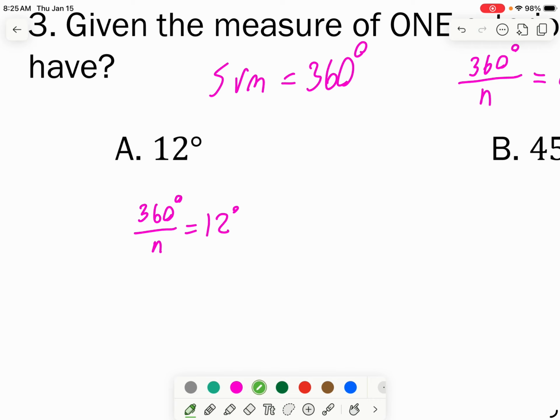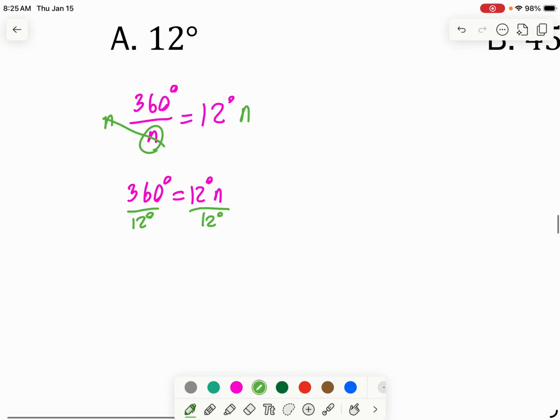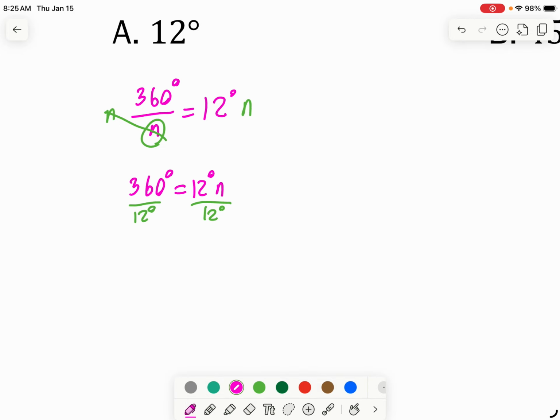In this case, I need to get n out of the denominator, so I'm going to multiply this side by n and this side. That cancels, so we end up with a new equation: 360 degrees is equal to 12n, or 12 degrees times n. Then I'm going to divide both sides by 12 degrees. Notice how a few things cancel here. First, the degrees cancel, and the 12 cancels, and we end up with 360 divided by 12 is equal to n. That'll give us the number of sides.